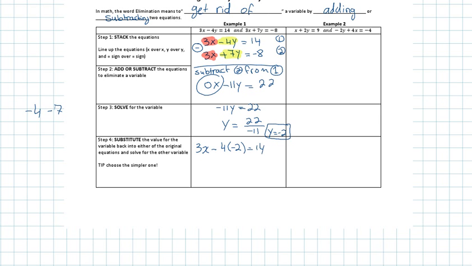You guys see what happened? So I have 3x minus 4y equals 14. Instead of y, I put a negative 2. Because this is what I learned. I learned that y is negative 2. So that will be what? What's negative 4 times negative 2? Positive 8, right? Because negative times negative is positive.